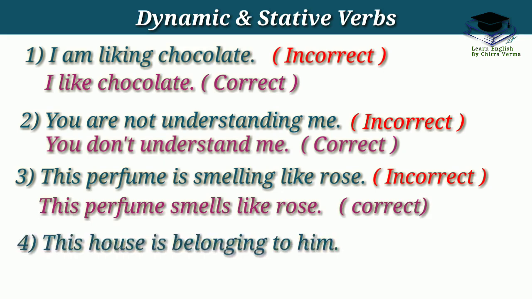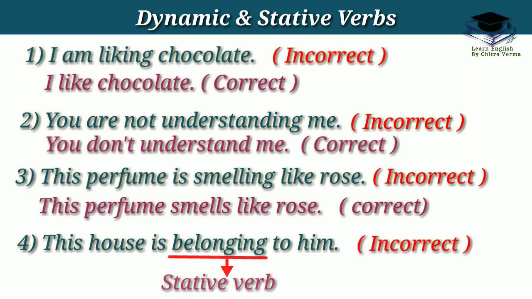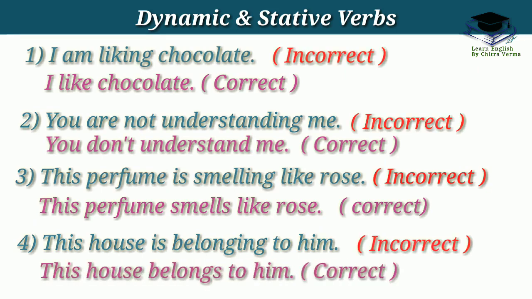This house is belonging to him. Here, the word belong is not showing any action. It is showing possession. So it is a stative verb and we cannot use it in progressive tense. So this sentence is incorrect. The correct sentence is, this house belongs to him.